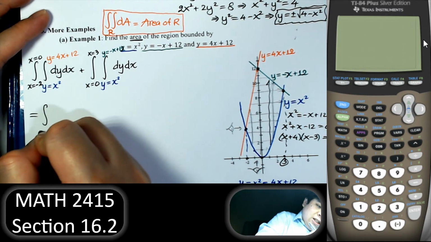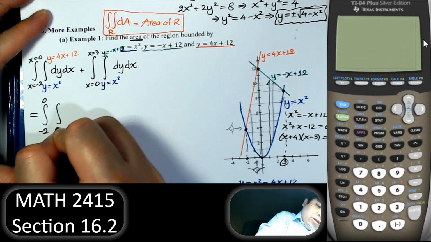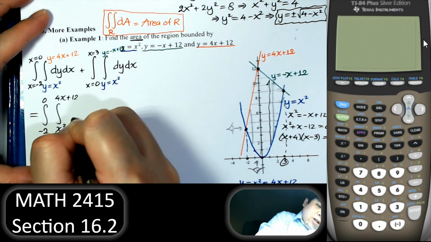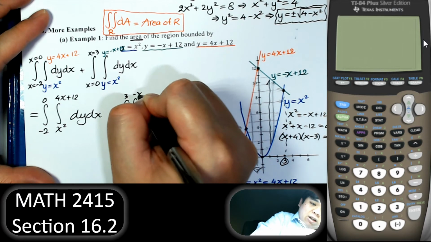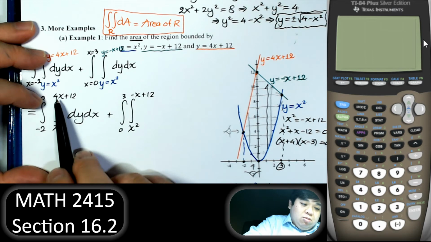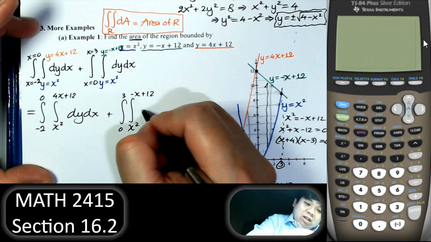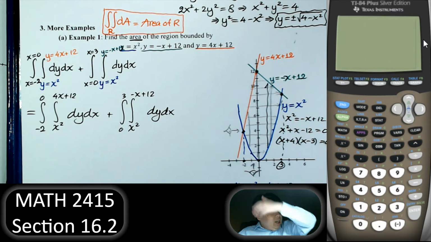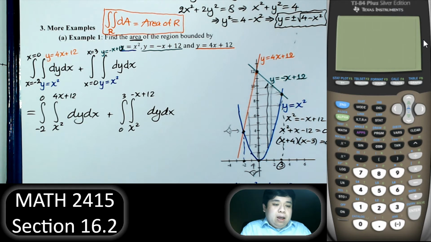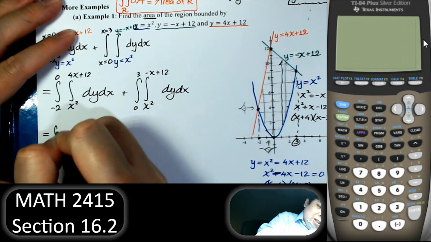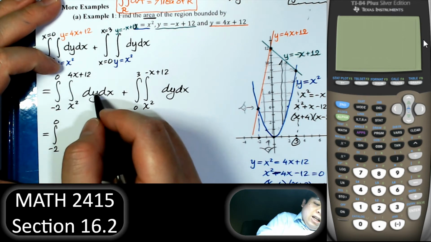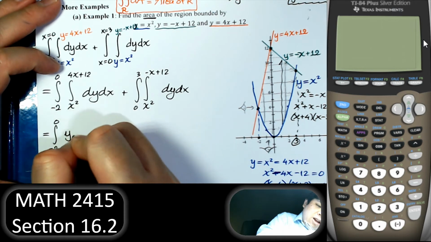So that is the integral. Once again, from negative 2 to 0, x squared to negative x plus 12 dy dx, plus the integral from 0 to 3, x squared to negative x plus 12. I said when it's clear to us we just drop the y and x equal to, and just write the limits. To evaluate this integral should be easy. So I'm just going to leave it here. Of course, if we go way back to calculus 1 or calculus 2, we just say the function above minus the function below. Actually, I'm just going to do one step. There's nothing here, right? The integral of 1 is y. The integral of a constant is just that variable.